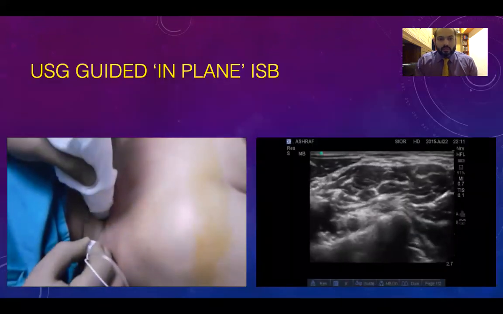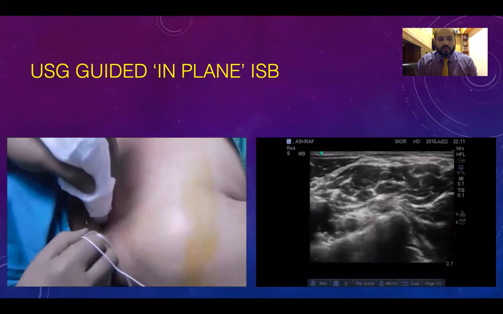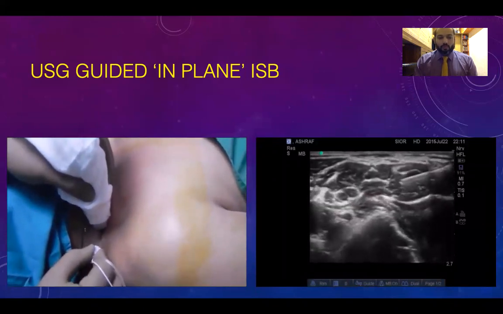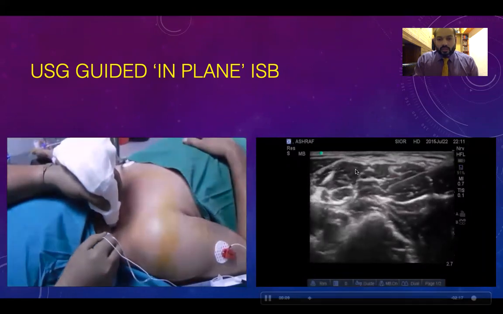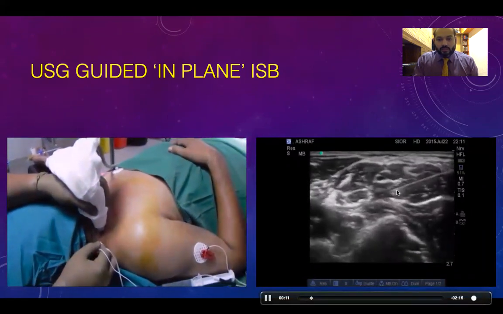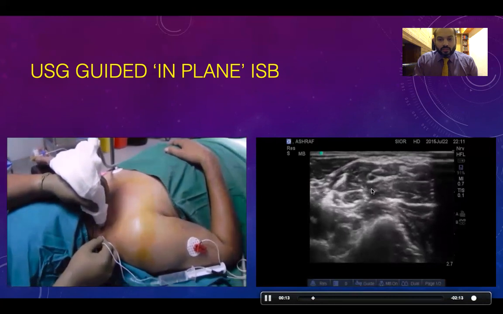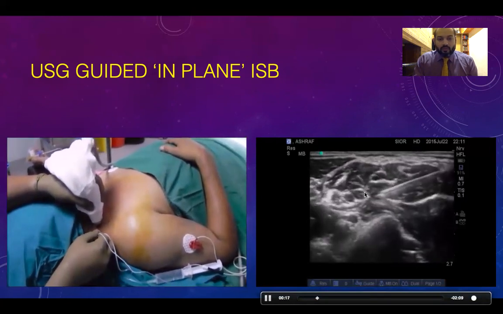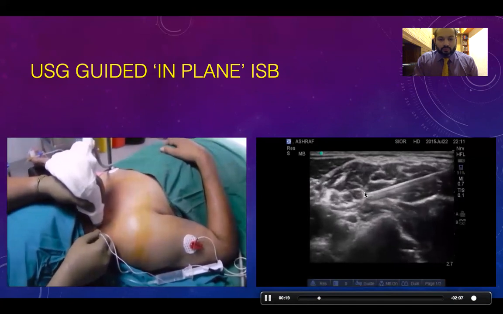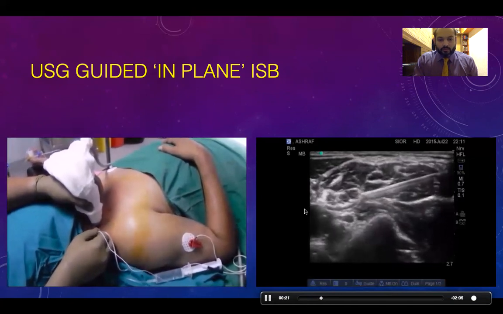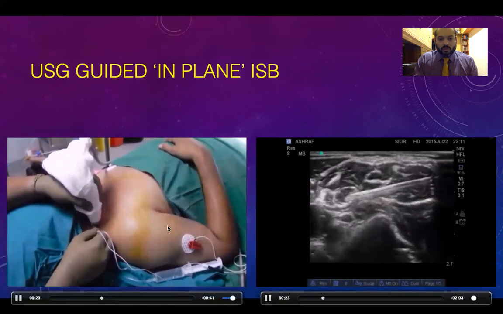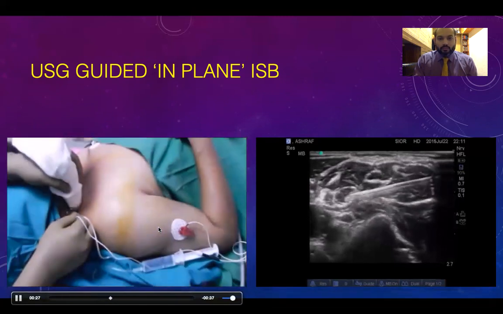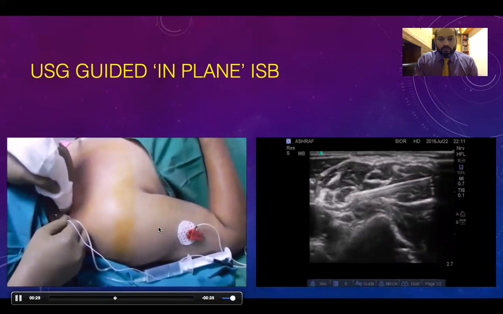So this is in-plane technique of the interscalene block, where the needle is parallel to the footprint of the ultrasound probe, and you can see the entire shaft of the needle as well as the tip of the needle. Once it reaches the brachial plexus and we start the current, you can see the deltoid muscle twitch, the anterior fibers, which is the desired endpoint. We are using the dual technique because dual technique helps to prevent nerve injury.